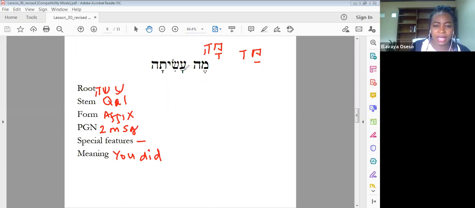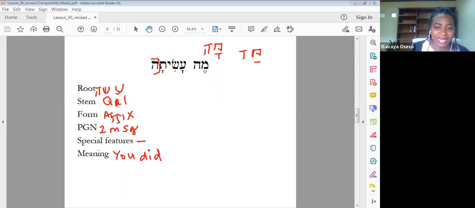Now, when we come to asita, I want us to remember last week we were learning about third he verbs. Okay, and you find the third he verb sometimes in the second person and first person. Sometimes the he will be replaced by the hirek yod. That's the first thing you need to remember. But we know that in the second masculine singular, it should be ending here, right? This should be where it ends, asita with the tav and the kamets at the bottom.